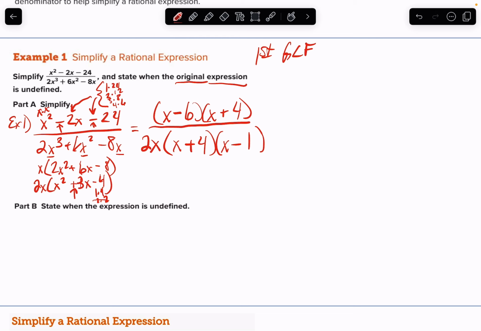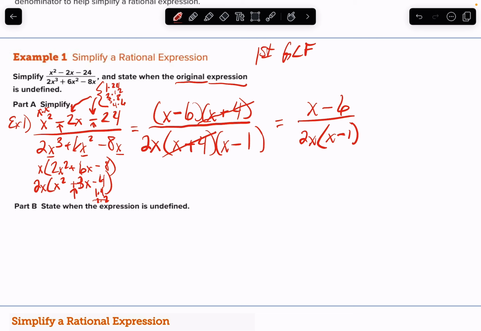Now we look for common pieces. Well, I see x minus 4s, so those get to cancel out. And I got an x minus 1 and x minus 6. Those aren't the same, so they don't cancel. I got a 2x, so that doesn't cancel. So I've got x minus 6 over 2x times x minus 1.